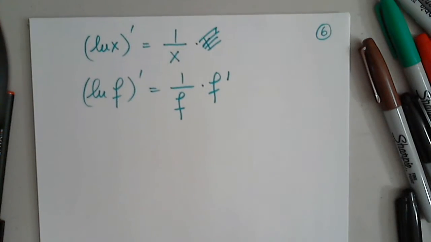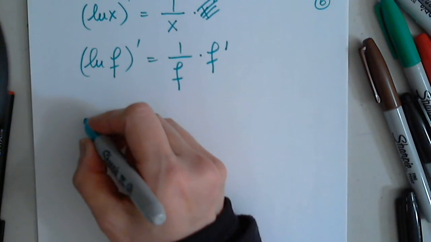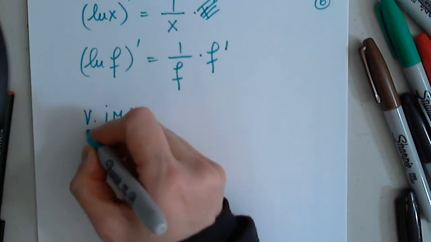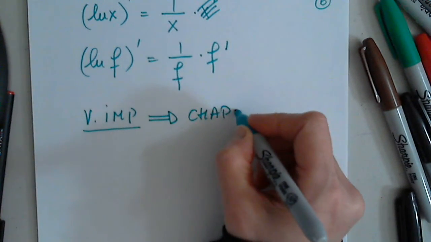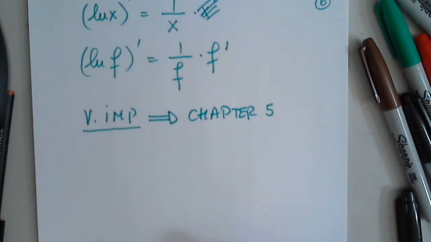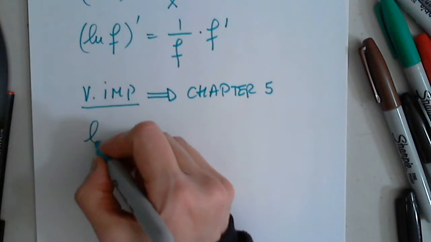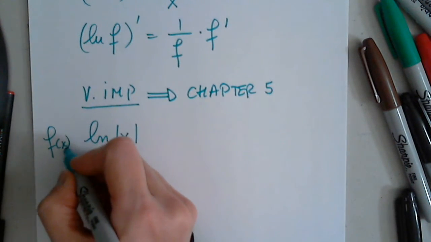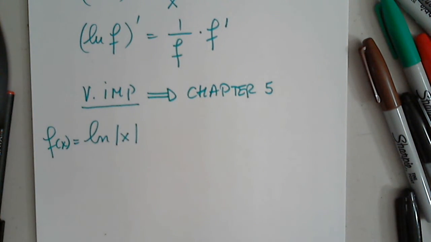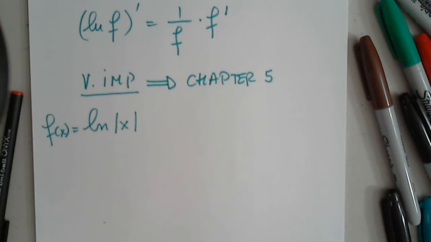One very important item here is, let's look at the following function. Very important. Why is this very important? You will see in chapter 5. It's very important for chapter 5. So let's take a look at a function that is natural log of the absolute value of x. Let's call it f of x, natural log of the absolute value of x.